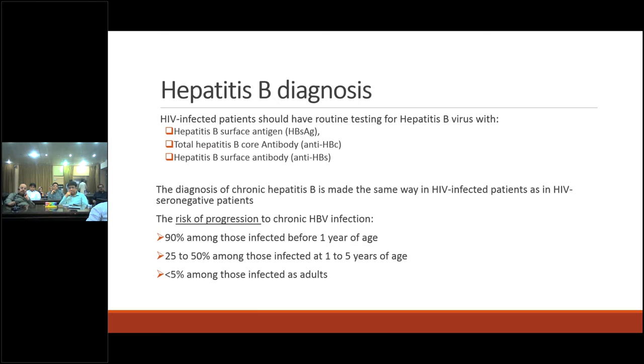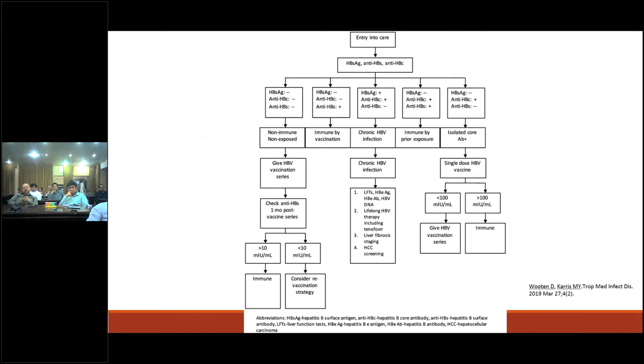How are we going to establish a diagnosis? We need to do a few blood tests. These will include the hepatitis B surface antigen, the total hepatitis B core antibody, and the hepatitis B surface antibody. I will speak moving forward about how we're going to interpret the results of these tests.